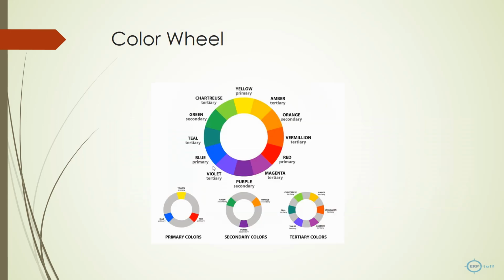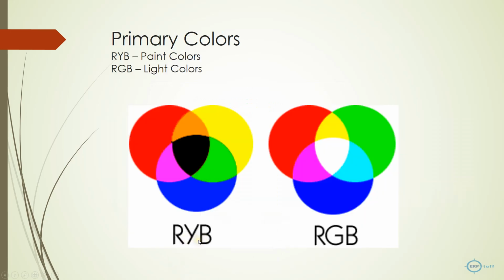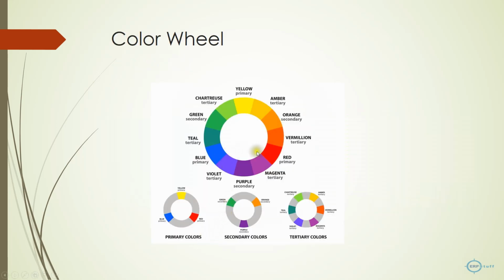Okay, now here is the concept of the color wheel. In the color wheel, if you see here, this is yellow, red and blue, right? So when we are deciding the colors, we always have to consider this RYB, because at the end of the day you have to print everything, right? So while selecting the colors, now this is the color wheel.